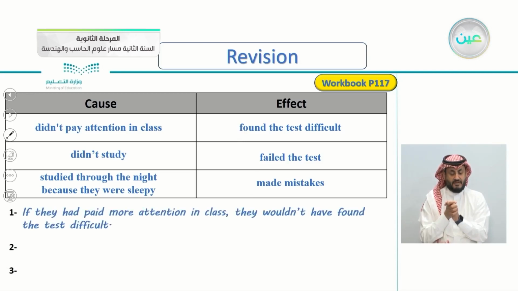For example, the first one, if they had paid more attention in class, so we're talking about the first one here. If they had paid more attention in class, they wouldn't have found the test difficult. This is hypothetical, of course. Did they pay attention in class? No, they didn't. So the effect here, they found the test difficult. This is the if clause, of course, and this is the result clause.